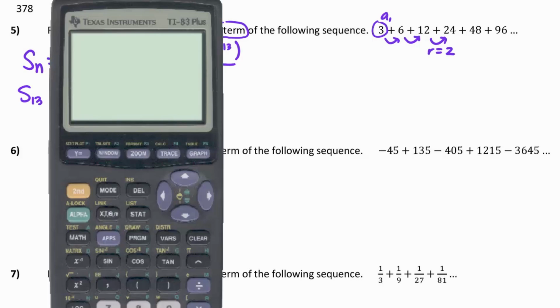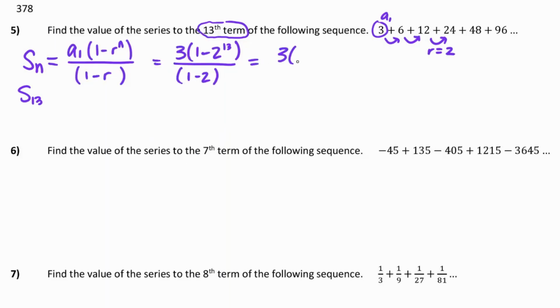I usually like to go ahead and do the top parenthesis group first. So we have 1 minus 2, and that needs to be to the 13th power. We're going to get a very large negative number, negative 8,191.